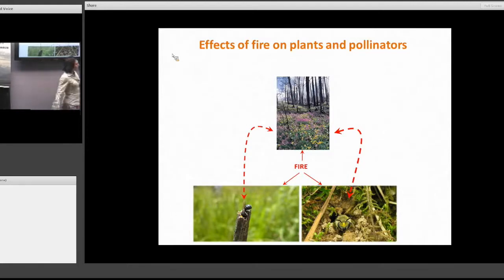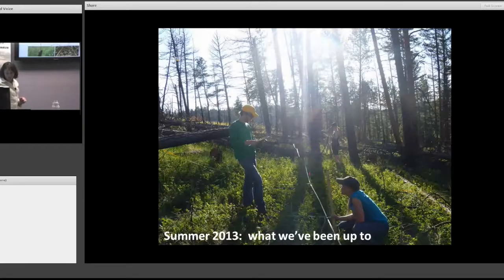And as well, pollinators might be influenced by these resource pulses or shifts in floral resources through fire. So fire could have direct and indirect effects, or the spatial scale and the temporal scale at which fires occur could influence plant and pollinator communities as well as their interactions.